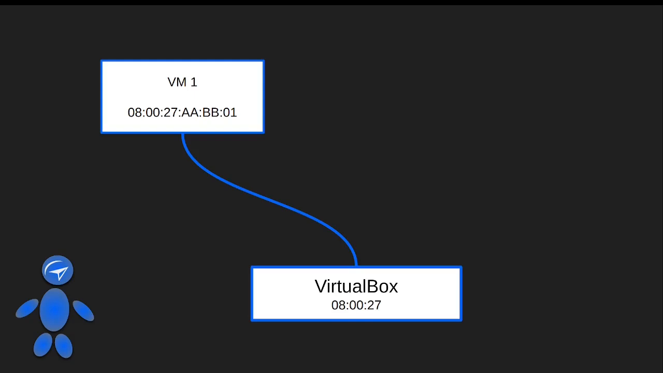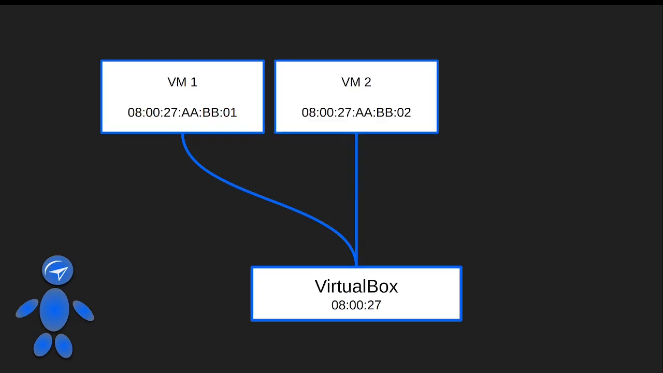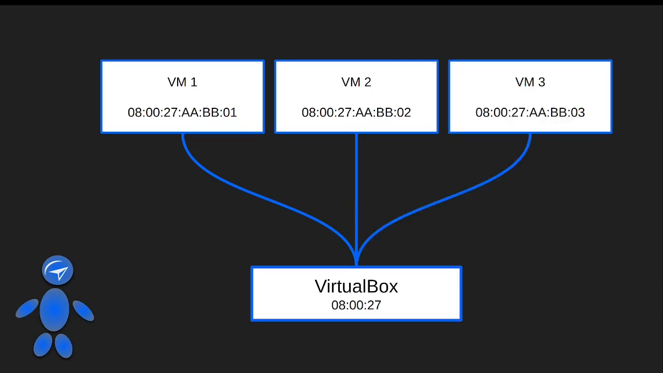For example, VirtualBox uses the prefix 080027. This means that the first VM could have 080027AABB01 as a MAC address. The second VM could have 080027AABB02, and the third VM could have 080027AABB03. Each has a unique MAC address, but the manufacturer part tells us they are all managed by VirtualBox.